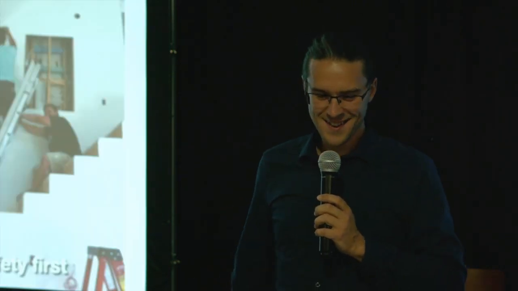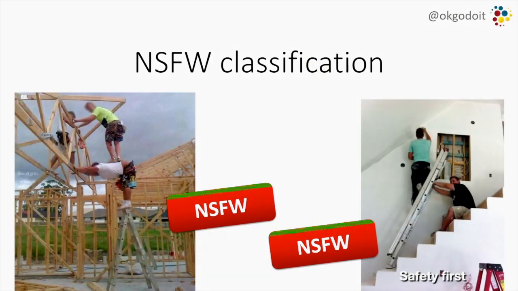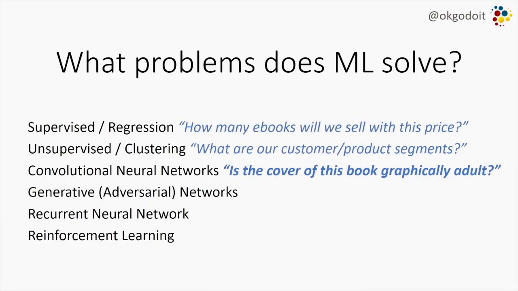You can feed it images. It'll tell you how likely it is to be an adult image. So if you're running a site that supports user-generated content and someone puts in this image of someone working not safely, it can tell you that it's not safe for work. Or this, they don't look like they're working very safe either. So safety first. So again, convolutional neural networks deal with spatial data, which generally means photos. And in the e-commerce book selling example, you might be able to say something like, is the cover of this book graphically inappropriate? Is this adult content?